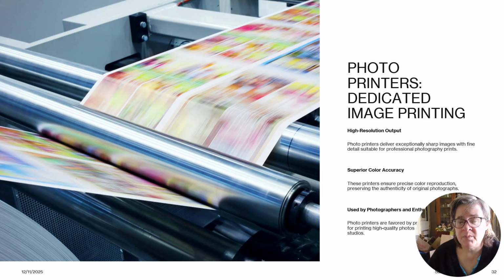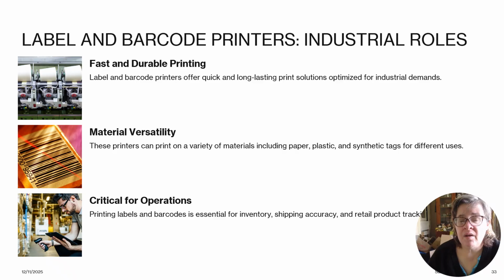Photo printers are optimized for high-resolution colour output with superior colour accuracy, used by photographers and enthusiasts for printing photos and artwork. Look, most modern colour laser printers or inkjets can probably do that, so getting something that just specially does photos, depends. Label and barcode printers provide fast, durable printing on various materials, critical for inventory management, shipping, and retail operations. Yeah, look.